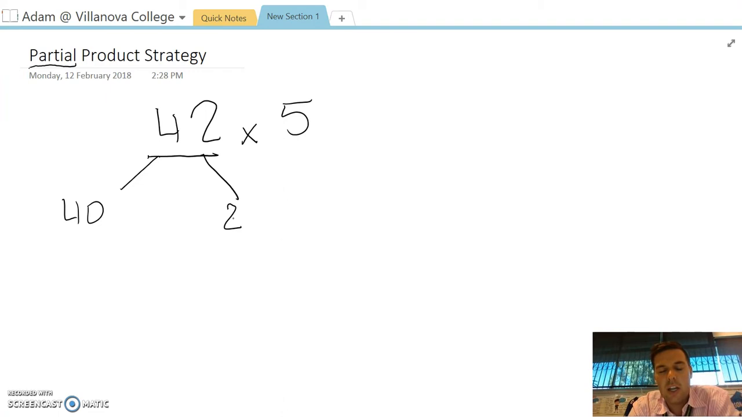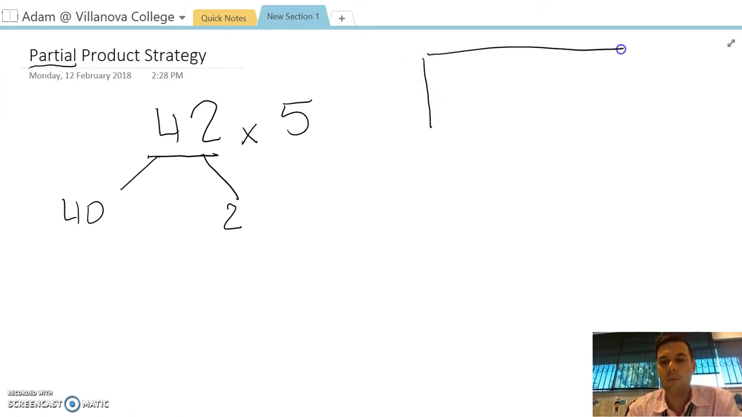Now, off the top of our head, 42 times 5 is quite difficult to understand. So the best way to do this is now we've split into parts that are a lot easier to multiply. 5 times 40 is a lot easier than 5 times 42. Okay, so this is how we set it out.